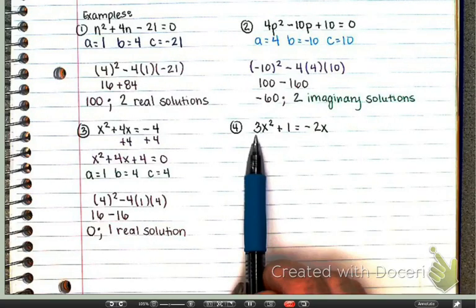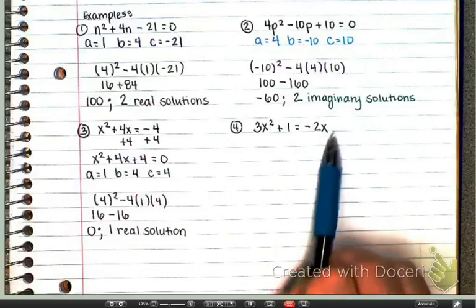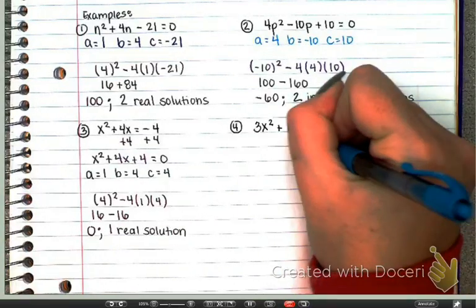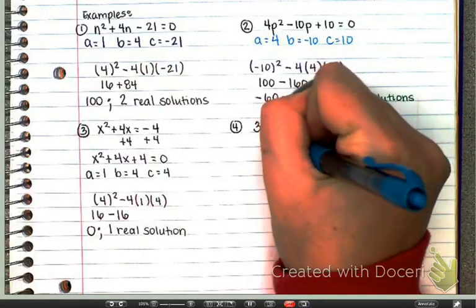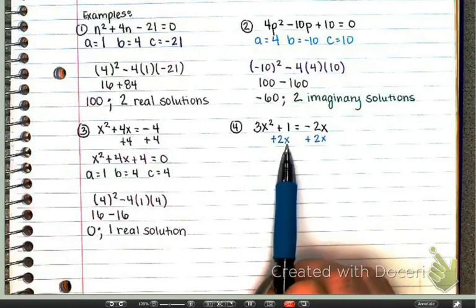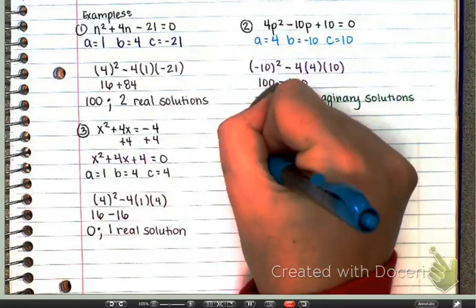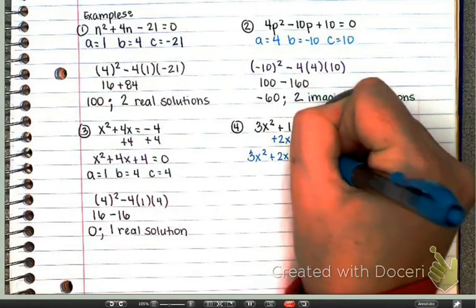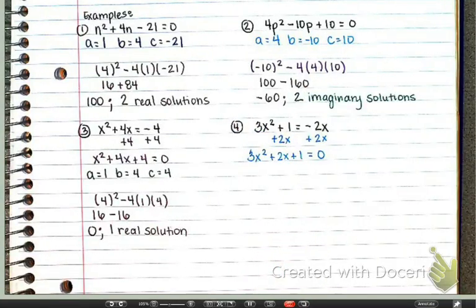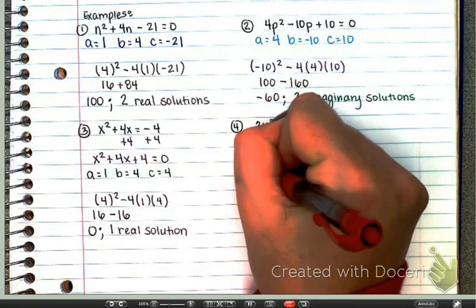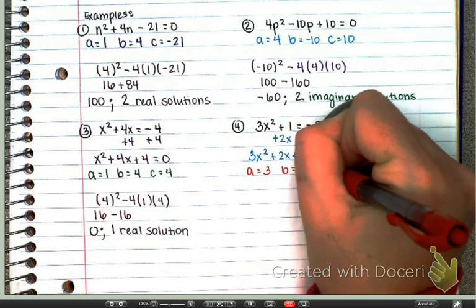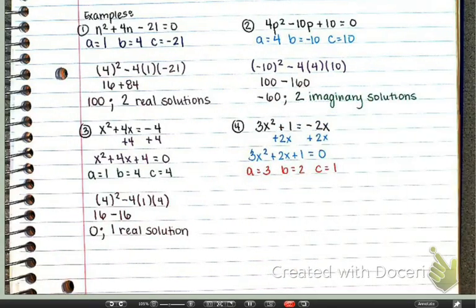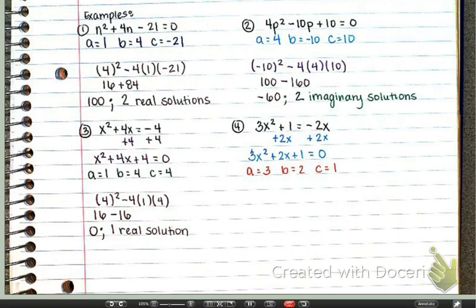Looking at this problem, I know it's not in standard form. I know I need to move this negative 2x, so I'm going to add 2x to both sides. I can't combine it with anything, but I can rewrite it in standard form. So 3x squared plus 2x plus 1 equals 0. Identify your A, your B, and your C. Once you know A, B, and C, we're going to plug it in.